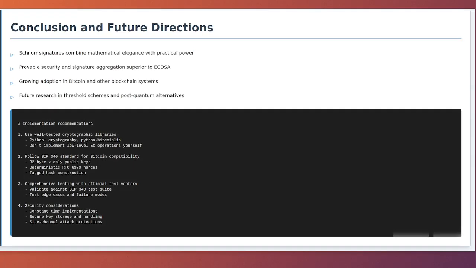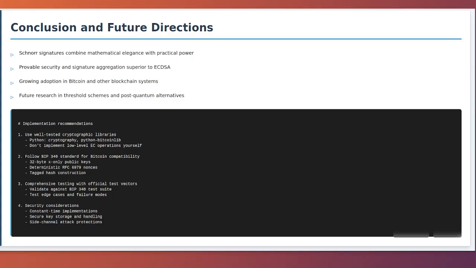Conclusion and future directions. We've covered a comprehensive journey through Schnorr signatures, from the mathematical foundations through complete implementation details to practical applications. Schnorr signatures represent a significant advancement in digital signature technology, combining mathematical elegance with powerful practical properties. The simplicity of the signing equation S equals K plus E times D belies the sophisticated cryptographic engineering that makes the scheme secure, efficient, and versatile.